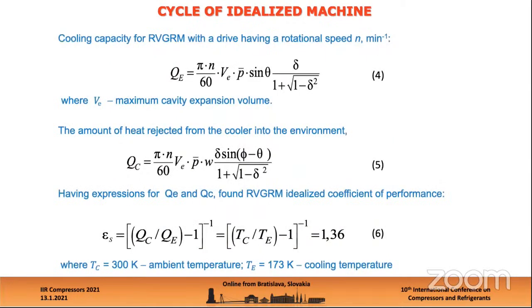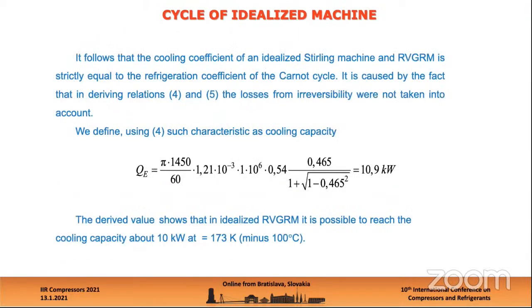Cycle of idealized machine. Cooling capacity for the machine with a drive having a rotational speed n min^-1. The amount of heat rejected from the cooler into the environment. Having expressions for these, we find the idealized coefficient of performance. It follows that the cooling coefficient of an idealized Stirling machine and this machine is strictly equal to the refrigeration coefficient of the Carnot cycle.